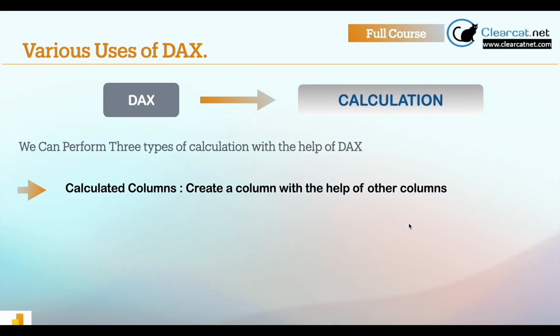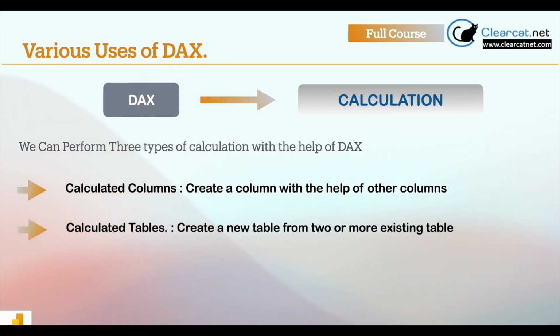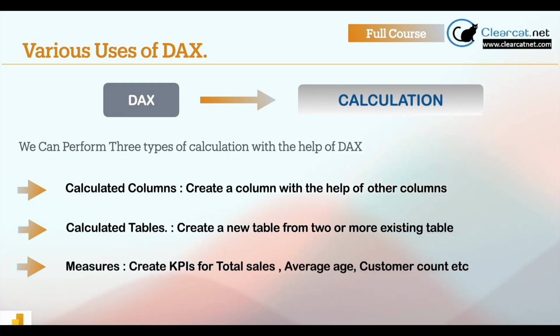We are going to check this practically when we work with our tool, Microsoft Power BI Desktop. Then calculated tables: create a new table from two or more existing tables. And measures: create KPIs for total sales, average age, customer count, etc. So these are the three main things we are going to calculate in Microsoft Power BI with the help of DAX.